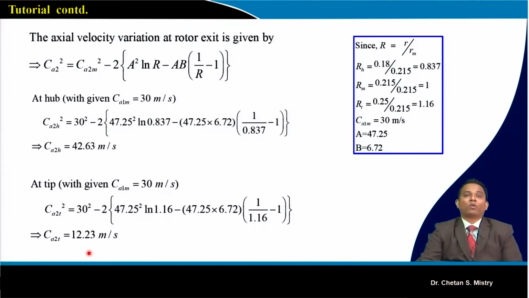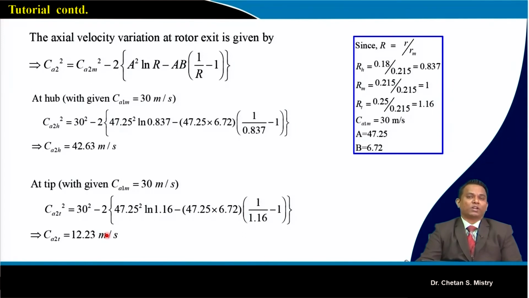Similarly, we can do our calculation at the exit. If we are putting our exit at the mid station, we have our axial velocity as 30 meter per second, and this constant A and B we can put. That's what is giving me my axial velocity at the exit near the hub as 42.63. Just look at these numbers. This is showing some great variation compared to our 30 meter per second at the mid station. In the same way at the tip station we can calculate, that's what is coming 12.23 meter per second.